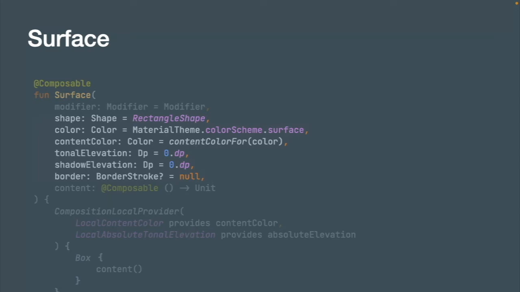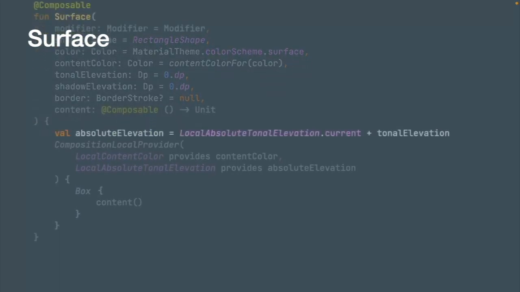And you can see they're using the MaterialTheme.colorScheme.surface. That is a composition local that the material theme provides. The content color for is actually part of material theme, and it says take this color and get a content color for it. So if it's a primary color, it's on primary. Things for content that go on a primary color. From there, surface is going to calculate elevation.